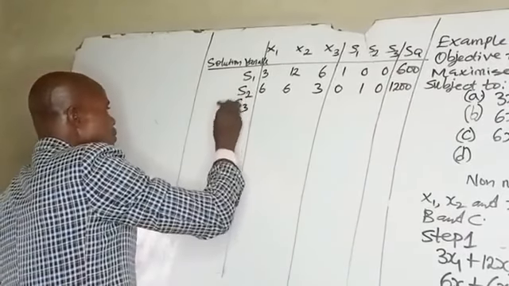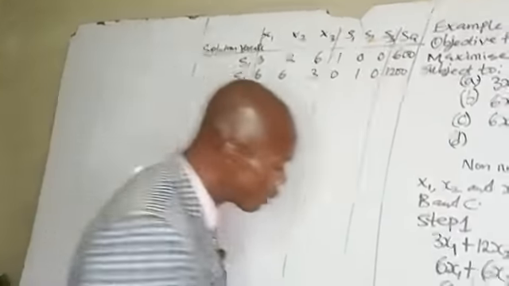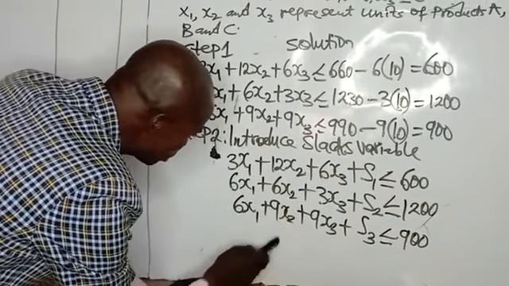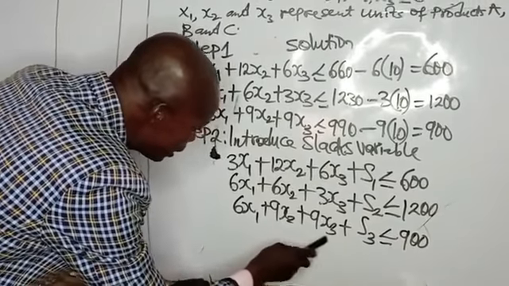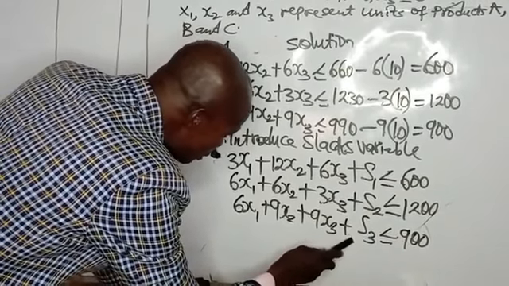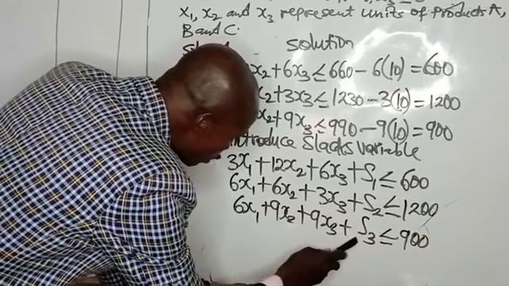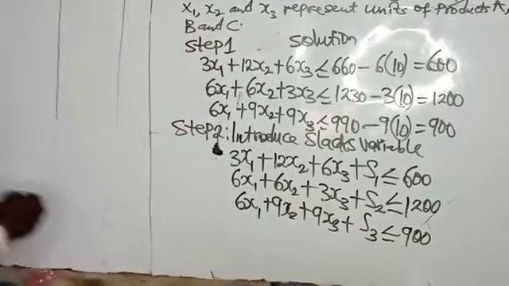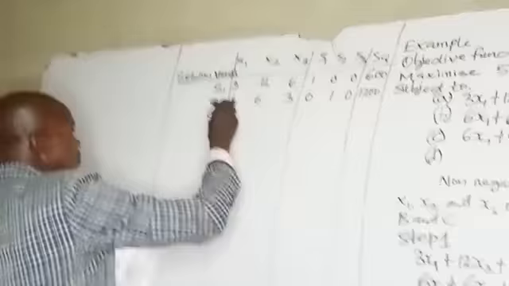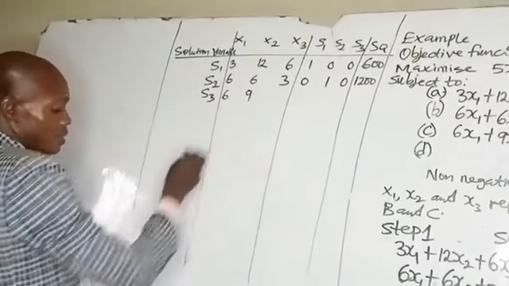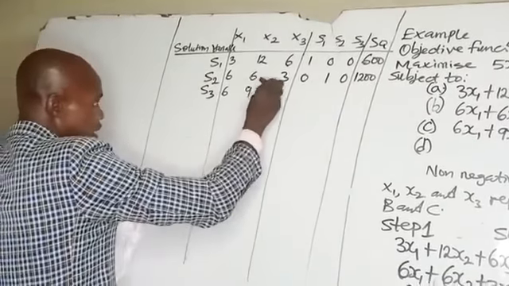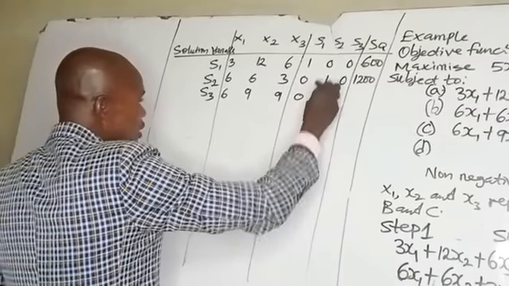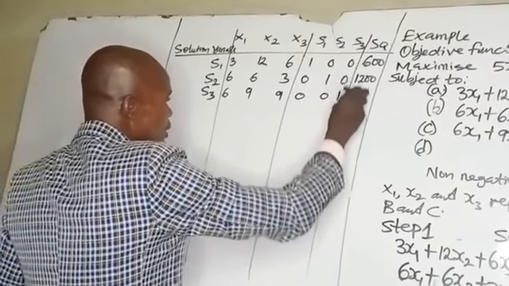For slack 3, the coefficient of x1 is 6, x2 is 9, x3 is 9. No slack 1. That means the coefficient of slack 1 will be 0. The coefficient of slack 2 will be 0. Then we have slack 3, which is 1. Then everything is 900. So we have 6, 9, 9. No slack 1. No slack 2. We have slack 3. Everything is 900.